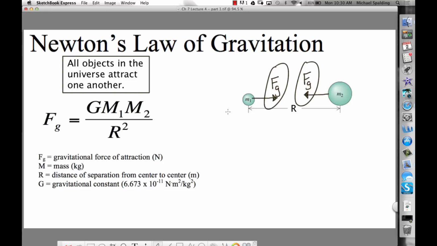Now, in fact, Newton has another law for why this is true. It's called Newton's third law. Remember what Newton's third law is? Every force has an equal and opposite reaction force. So this is a perfect example of that. The small guy, m1, exerts a force on m2. That's this force right here. m1 exerts a force on m2, and then what's m2 doing to m1? Exerting a force back.